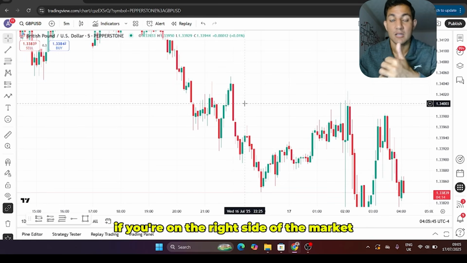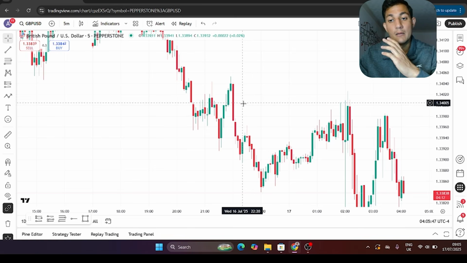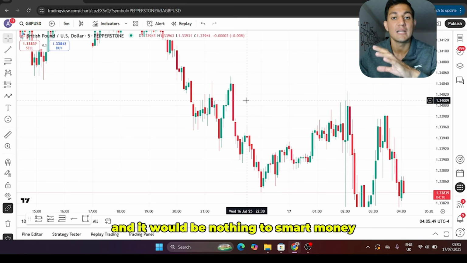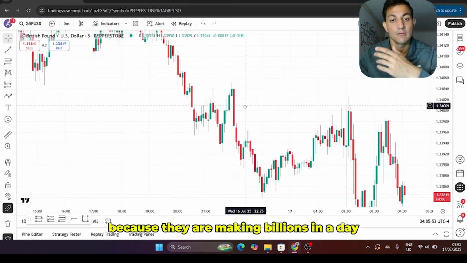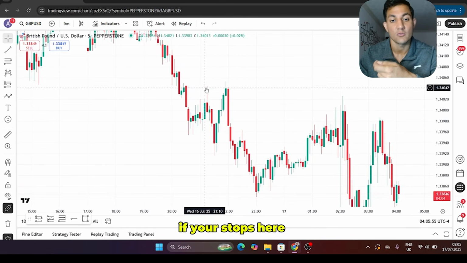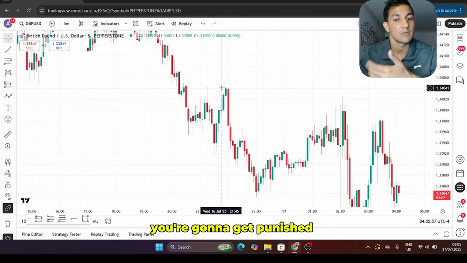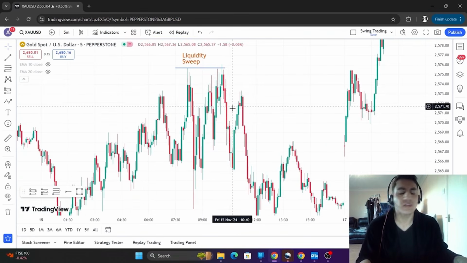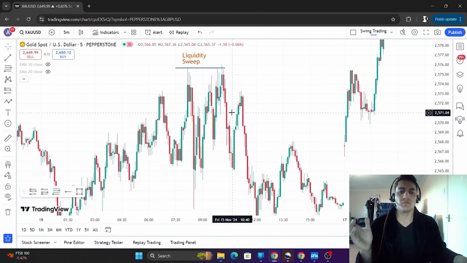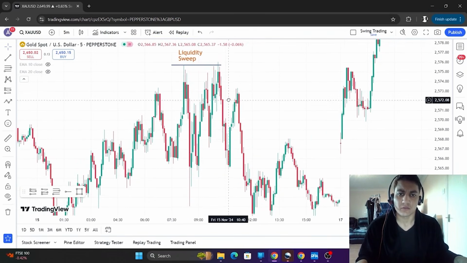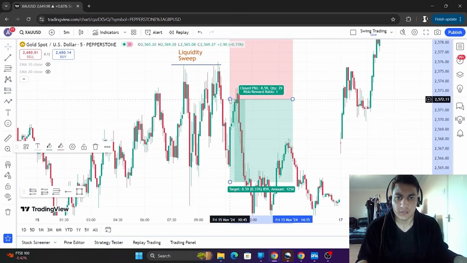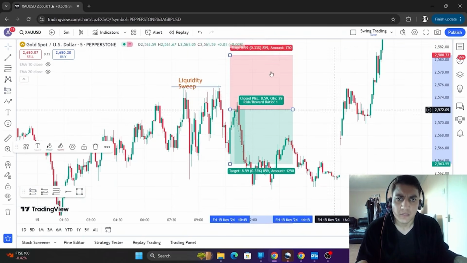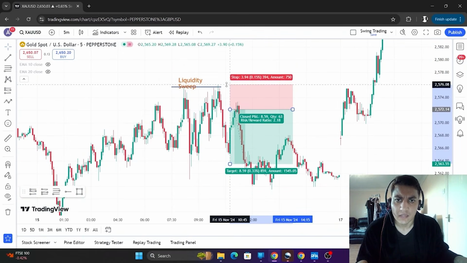If you're on the right side of the market, you can make all the money in the world. You can make $1 million a month and it would be nothing to smart money because they are making billions in a day. And if you're on the wrong side of the market, if you're stopped here, you're going to get punished. Simple as that. This isn't a video about entries. We've got loads of entry videos on the channel, but there's a fair value gap here, an easy fair value gap entry that you can take. So you put your entry right here. To make this a bit more obvious, put your stop loss at the liquidity sweep high.